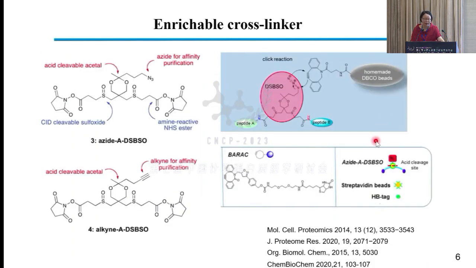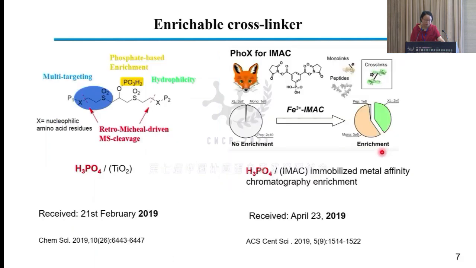However, the bulky nature of biotin may affect the cross-linking efficiency, so two-step methods have been developed. Alkyne or azide groups were introduced to a linker, then they react with biotin through click chemistry. And this method is very useful now. And recently, phosphate-based cross-linkers were also developed.